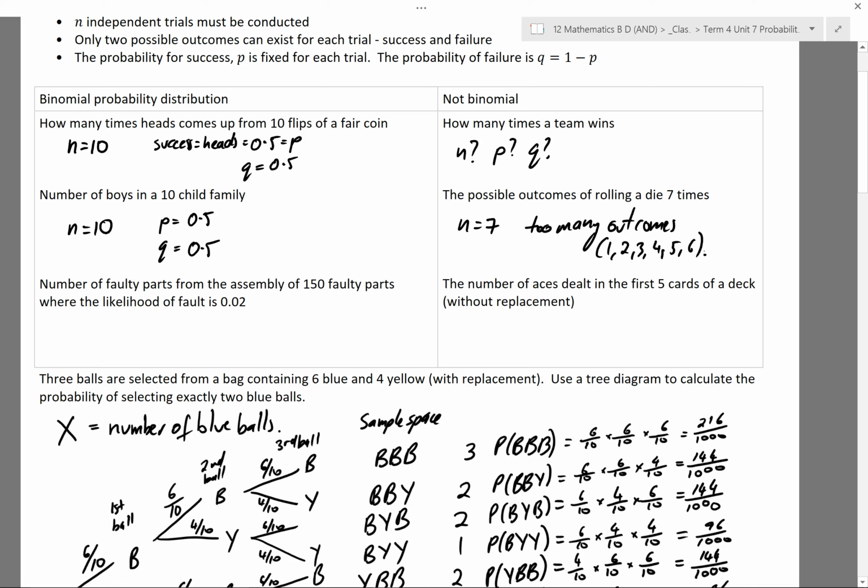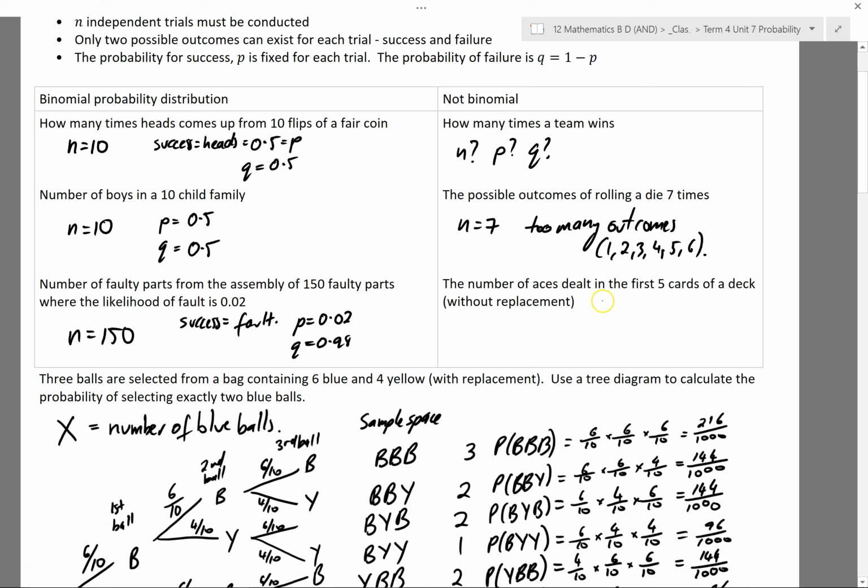Number of faulty parts from an assembly of 150 parts, where the likelihood of a fault is 0.02. In this instance, we're doing 150 trials, and success is a fault. The probability of that success is 0.02. The probability of failure is 0.98. Okay, so the failure in this scenario is actually a good part. So that's all good. I've got n, p and q.